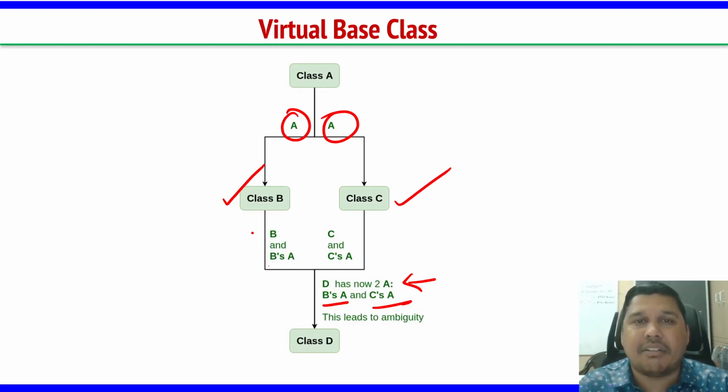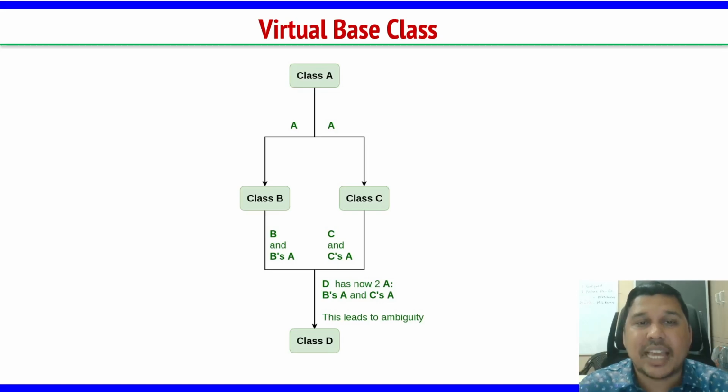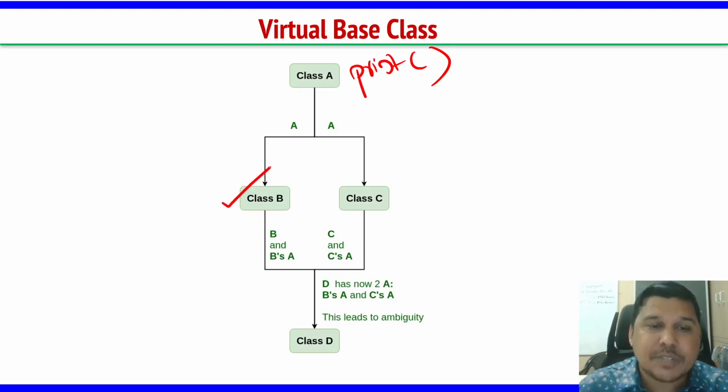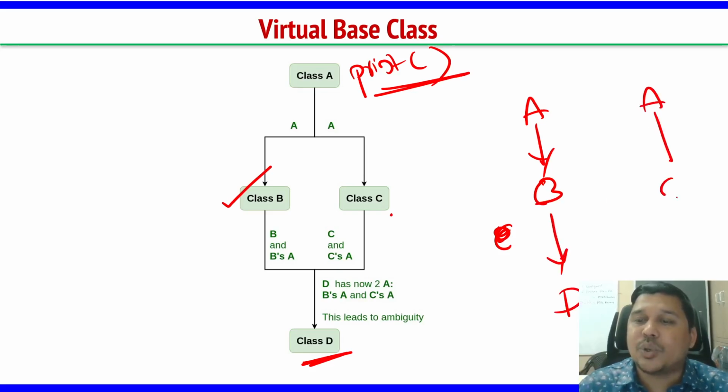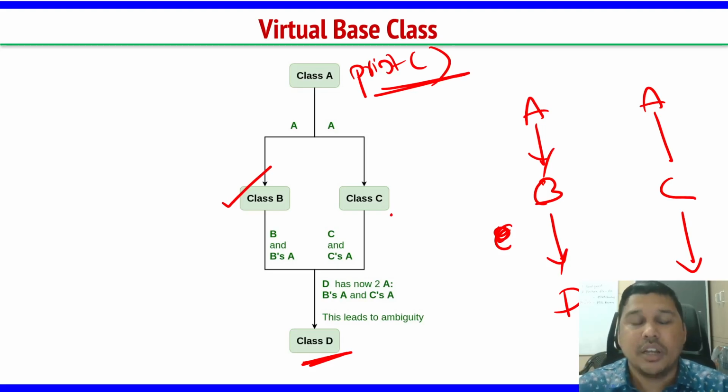Understood? It is the same as our ambiguity case. Class A is having a function print. Using class B, I can access this print. Using class C, I can access this print. Now there is a child class D, which can also access the print, but it has two ways: A to B to D, or A to C to D. Two ways are there. Which one should I choose? Again, a confusion. To avoid this confusion, we use the concept of virtual base class.